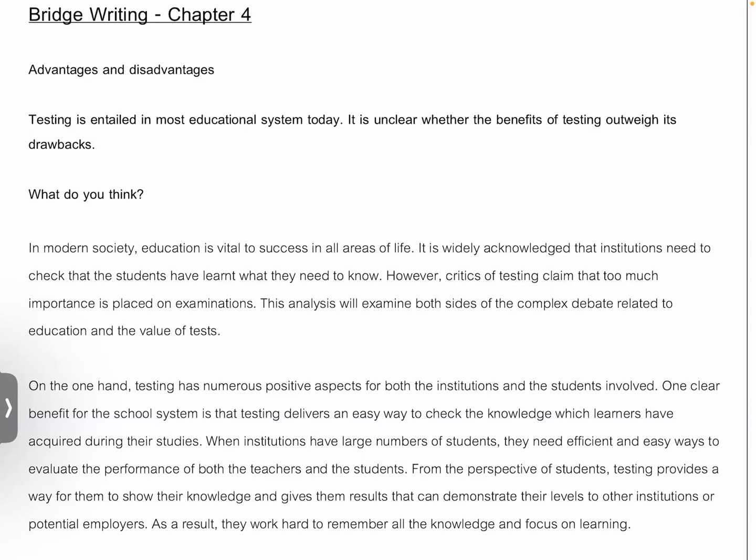So let's read the first paragraph, the introduction paragraph here. In modern society, education is vital to success in all areas of life. It is widely acknowledged that institutions need to check that the students have learned what they need to know. However, critics of testing claim that too much importance is placed on examinations. This analysis will examine both sides of the complex debate related to education and the value of the test.